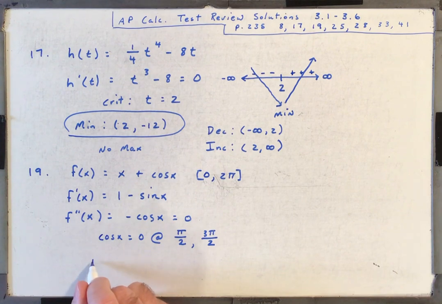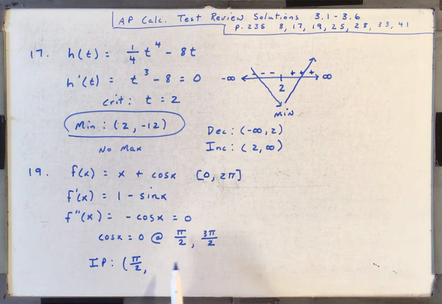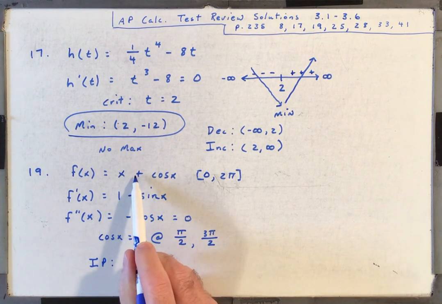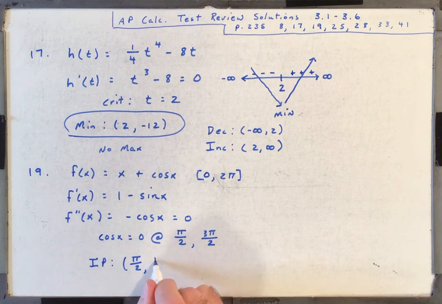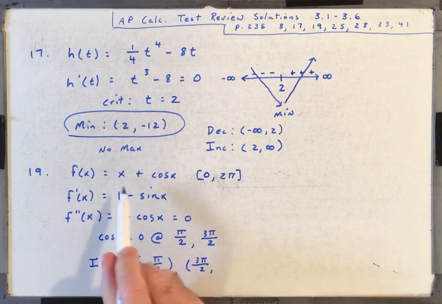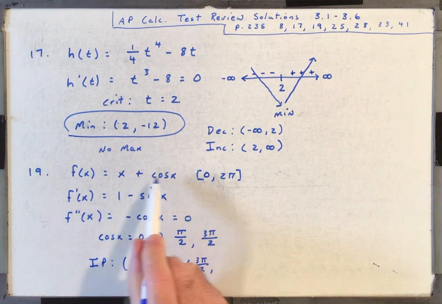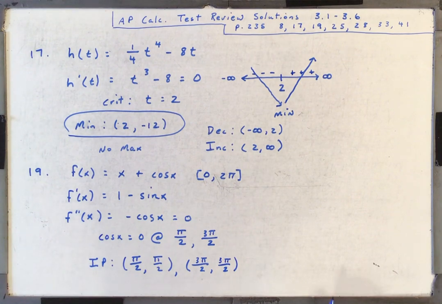So our inflection points occur at pi over 2, and then if we plug back into the original, it would be pi over 2 plus cosine of pi over 2, which is 0. So pi over 2, and 3 pi over 2. And then you plug 3 pi over 2, it would be 3 pi over 2 plus 0, so another 3 pi over 2. Those are your points of inflection.